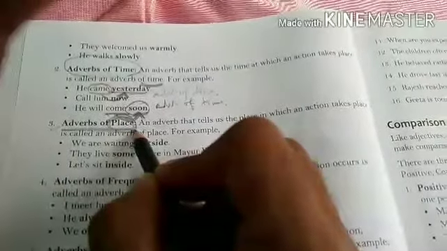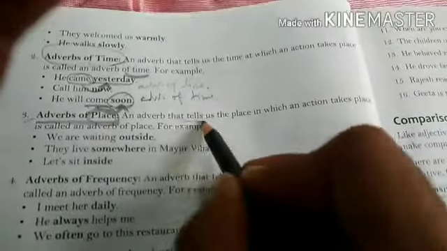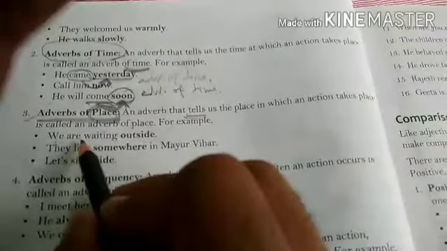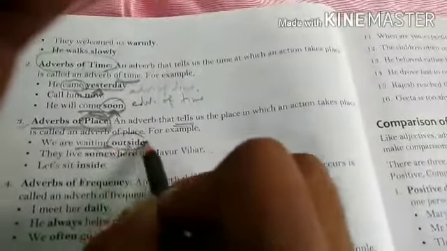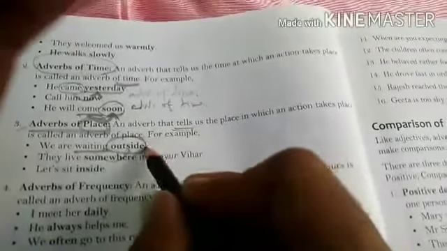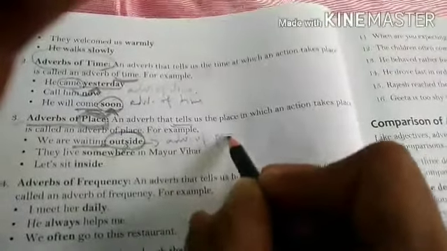Okay, where the actions take place. वो adverbs जो हमें ये बताते हैं कि जो भी काम हुआ है कहाँ हुआ है, तो वो adverb of place है. जैसे we are waiting outside. So what is the verb here? Waiting. So where is the action of waiting taking place? Outside. So outside is the place where the action is taking place here. So outside is an adverb here and it is the adverb of place.